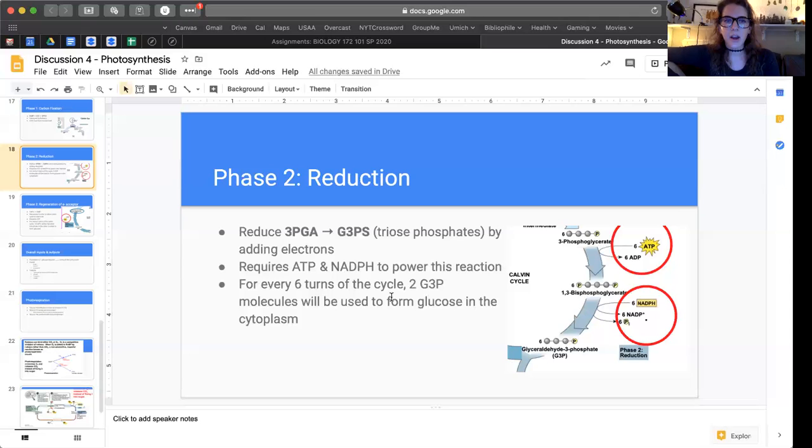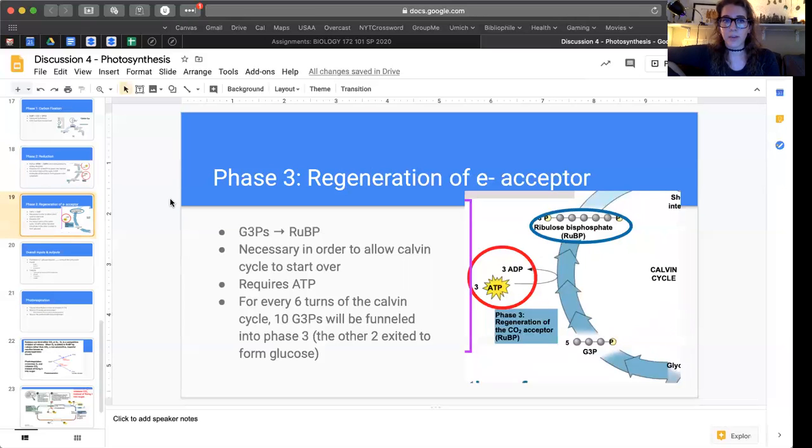And then the other 10 are going to be funneled into phase 3. Phase 3 is the regeneration of the electron acceptor, which we remember was our first initial molecule, the RuBP, which is necessary in order for the cycle to continue. So we want that to be regenerated, so we'll always have a source of being able to drive the cycle forward. This also requires a little bit of ATP, 3 ATP, so it's less energetically expensive than phase 2, but it does still require some.